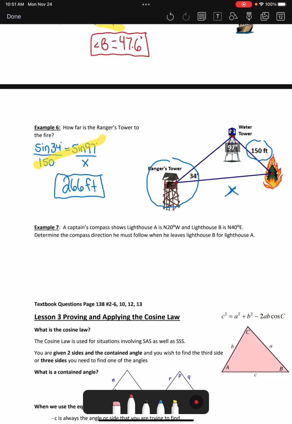All right, so a captain's compass shows a lighthouse A is north 20 degrees west. So north would be like this way, and then west would be to the left here, right? If we have north, south, east, west, just to remind you of your directions. And that's 20 degrees from the north. And then it's north and then east would be 40 degrees to lighthouse B.